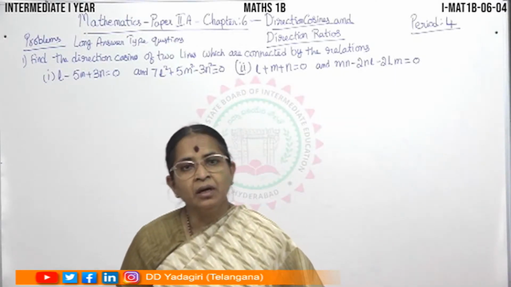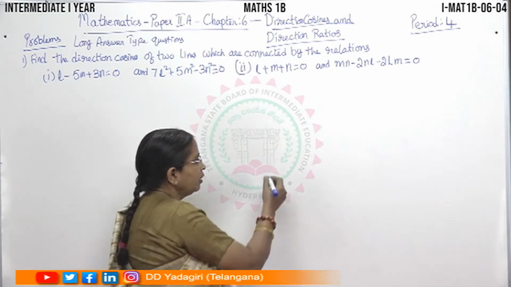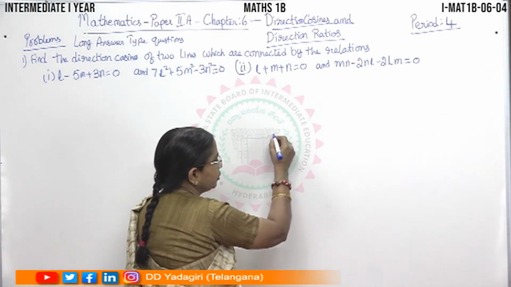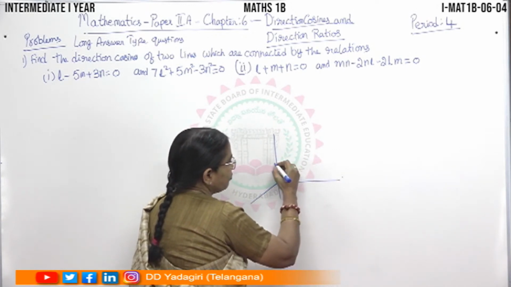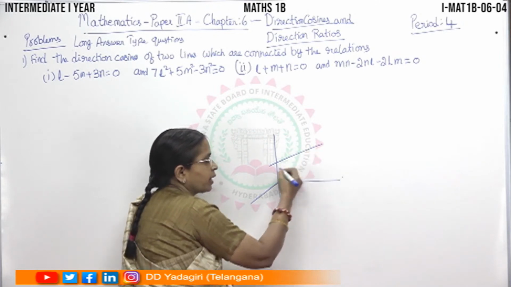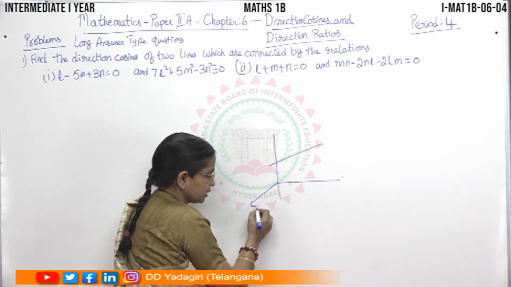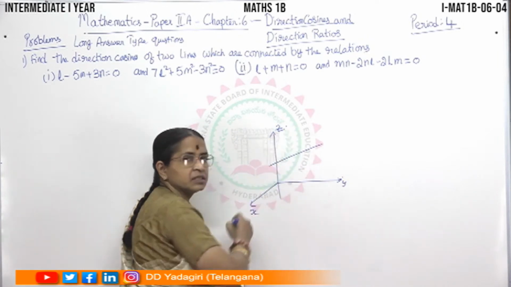Good morning, children. Now we'll just revise the points we have done. Suppose that you have a line, and this line is making an angle. Draw a line parallel to this and pass. So this is x-axis, this is y-axis, and this is z-axis.